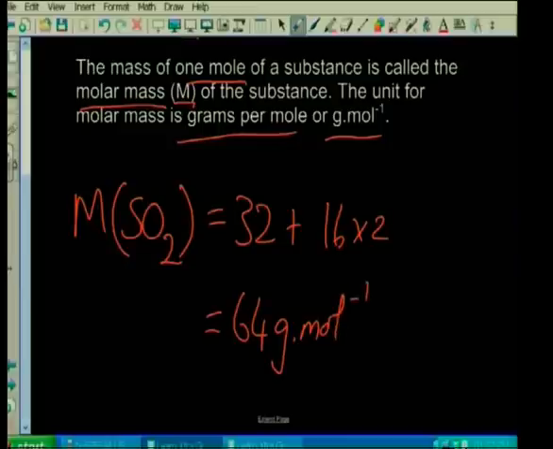So that's telling me if I have 64 grams of sulfur dioxide, I've got 1 mole. I've got 6,022 times 10 to the 23 molecules of sulfur dioxide. Really important that we've got that sorted out.